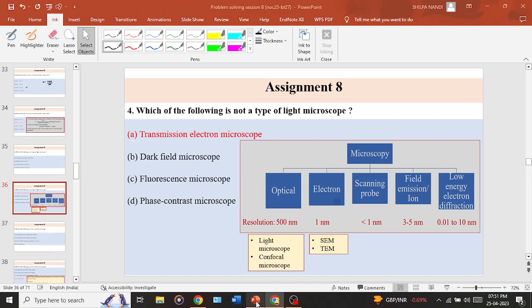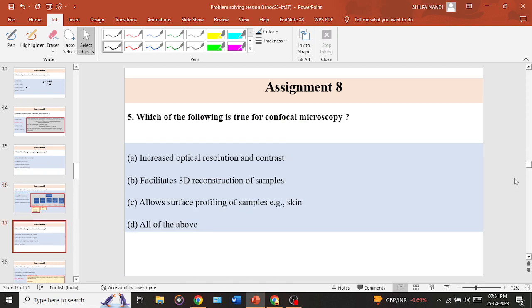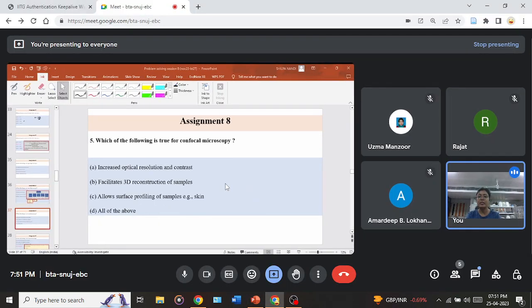Okay. So we will go to our next question, that is question number 5. Which of the following is true for confocal microscopy? So options here are A, increased optical resolution and contrast. B is facilitates 3D reconstruction of samples. C is allows surface profiling of samples, for example skin. Or D, all of the above.